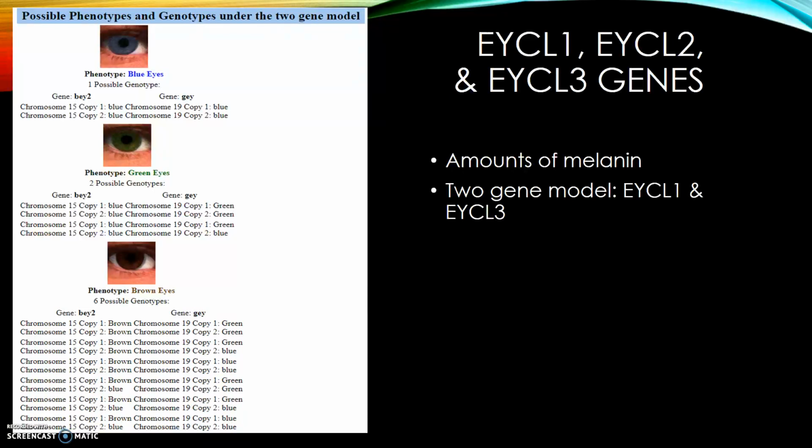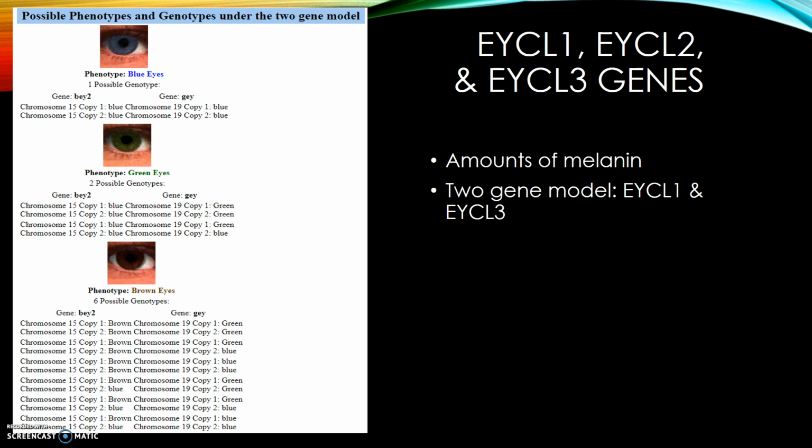You can see in the table on the left that there are different genotypes for each phenotype. This uses the EYCL1 and 3 to show how the dominant alleles in these genes will impact what eye color ends up expressed. The most dominant color is the brown eyes, followed by green, and then finally blue. You can see that there's only one possible genotype for blue eyes, which includes all four copies of the alleles showing the blue. For green eyes, there's 2, and for brown eyes, there's 6, because it's the most dominant.